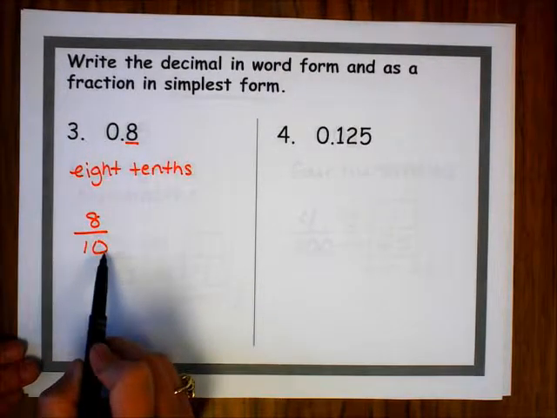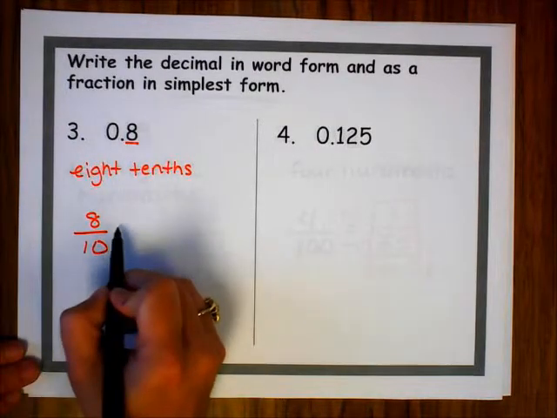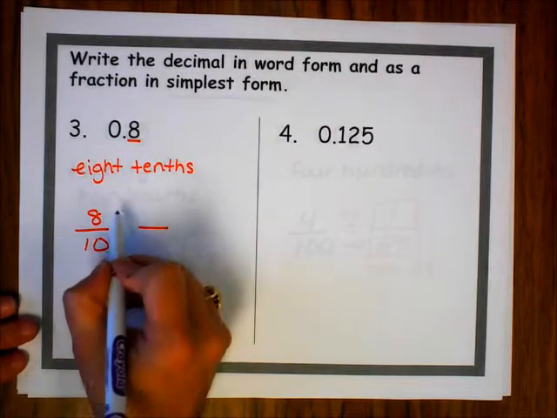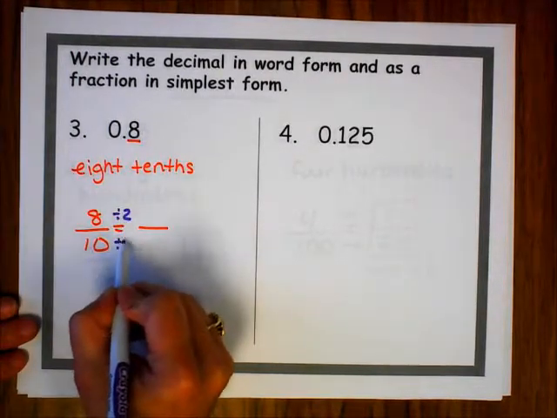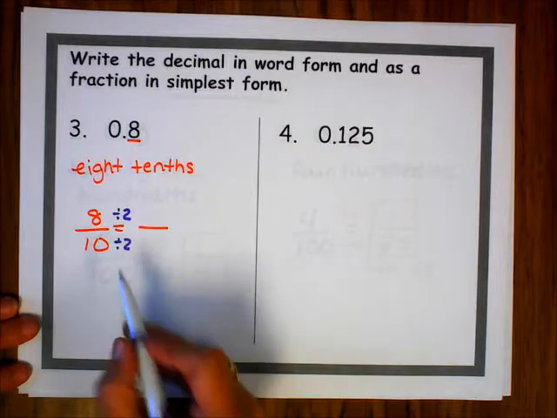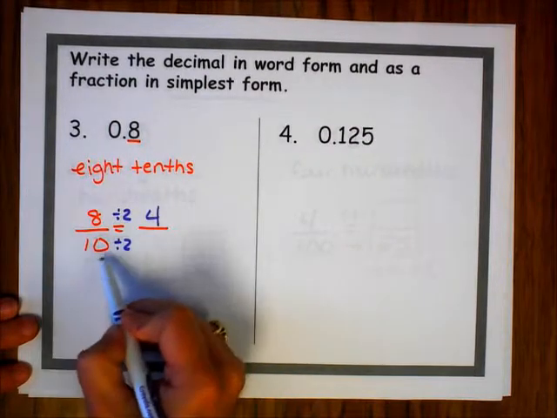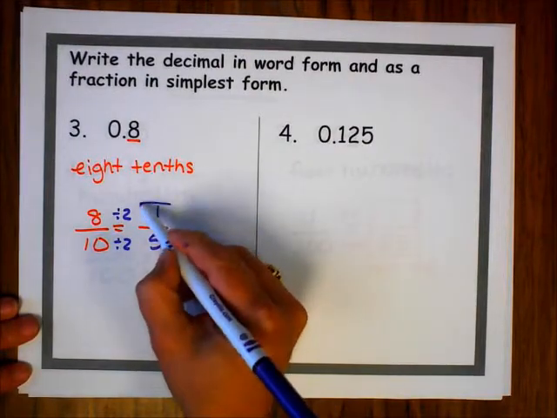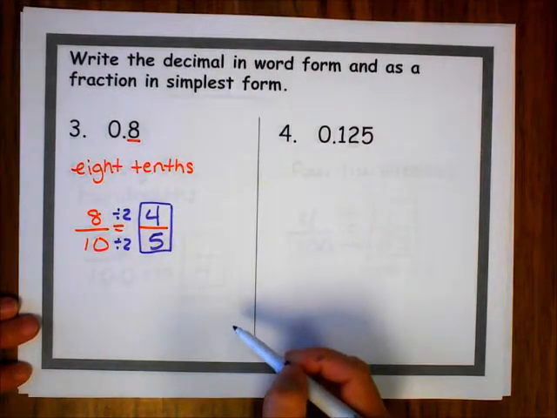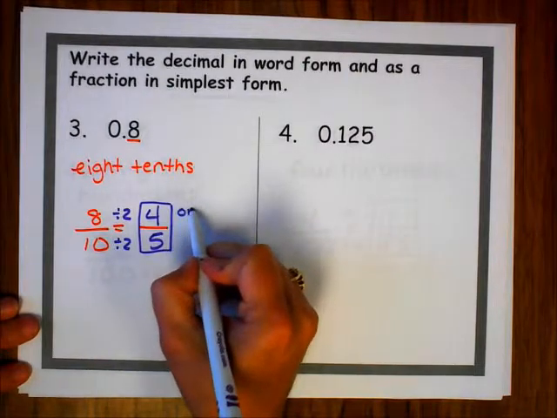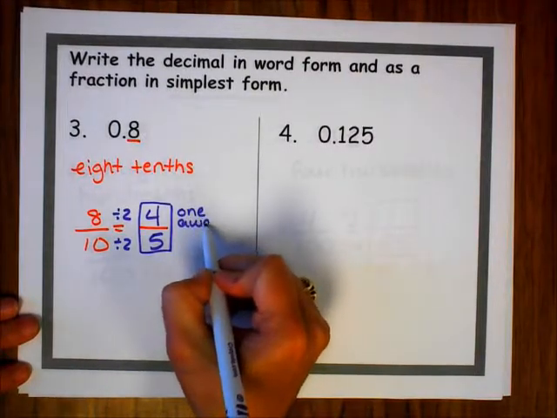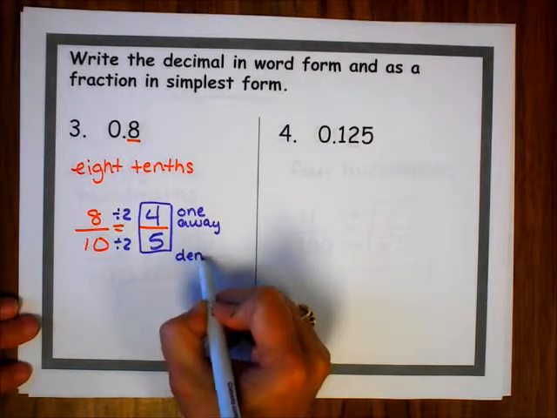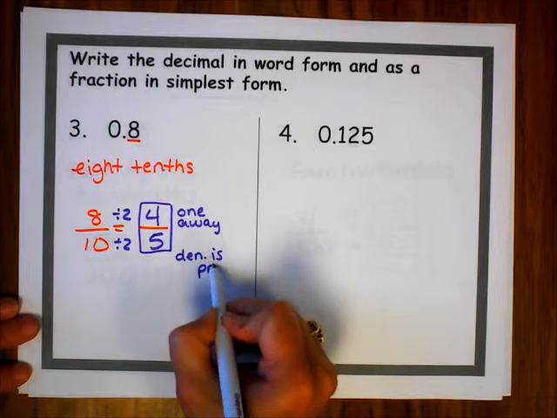I notice both numerator and denominator are even, so I know I can simplify. Since they're both even, I know I can divide numerator by 2 and denominator by 2. 8 divided by 2 is 4. 10 divided by 2 is 5. One reason that I know 4/5 is in simplest form is because my numerator and denominator are 1 away. Another reason you could also tell me is because the denominator is prime.